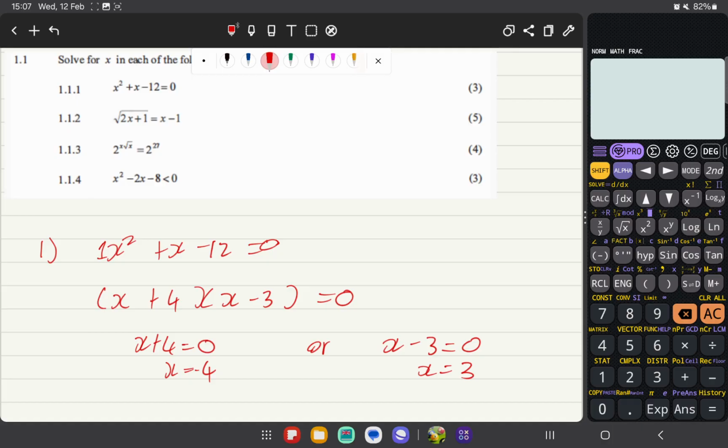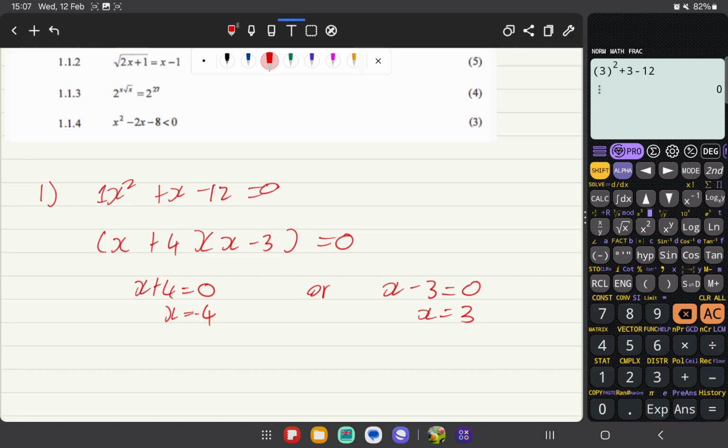Maybe let's give it a try and test it out. You have minus 4 squared, minus 4 minus 12, and we get 0. We substitute 3, and that'll be plus 3, we still get 0. Done and dusted, right? Going to number 2.